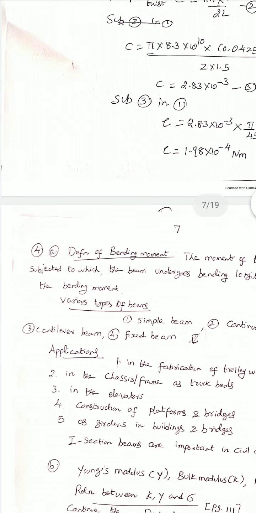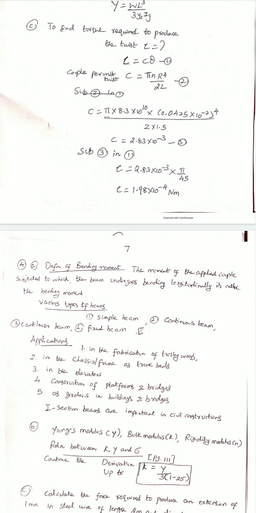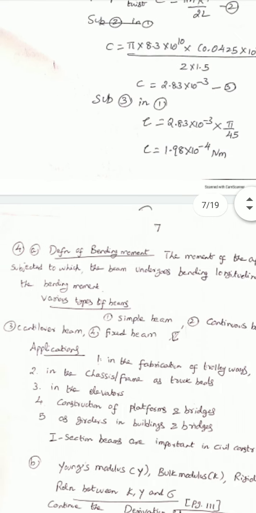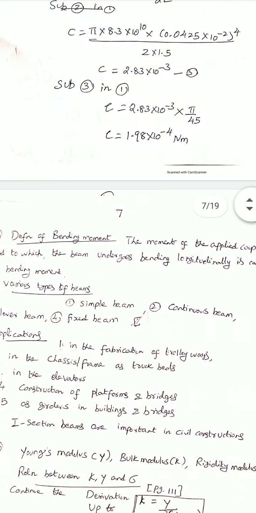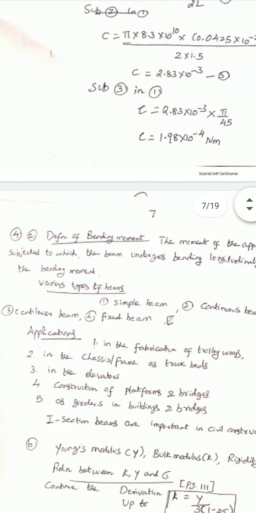4a, that is what is bending moment, and then mention various types of beams and their applications. So here any 4 applications they asked. So first you have to write the definition for bending moment. So the moment of the applied couple subject to which the beam undergoes bending longitudinally is called bending moment.